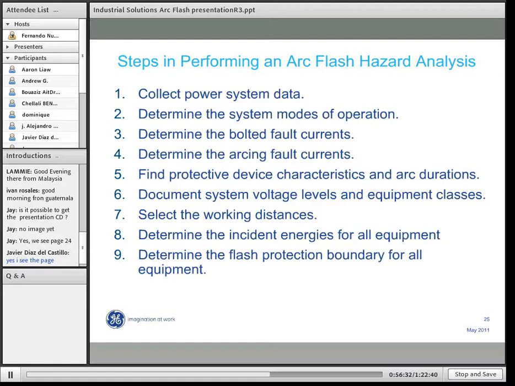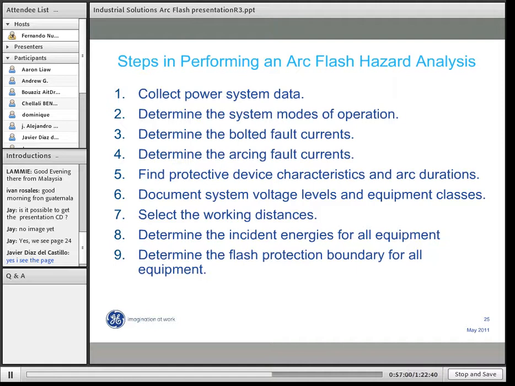And then you have to determine the protective device characteristics and compare them with the arcing fault currents and see how long the protective devices take to operate during this case, which will be longer than during a bolted fault.